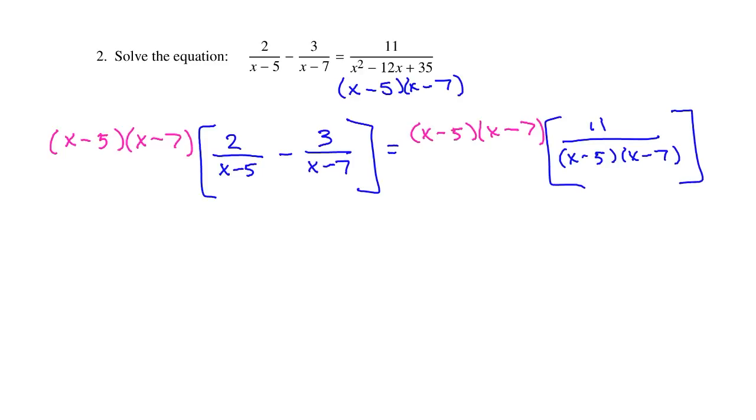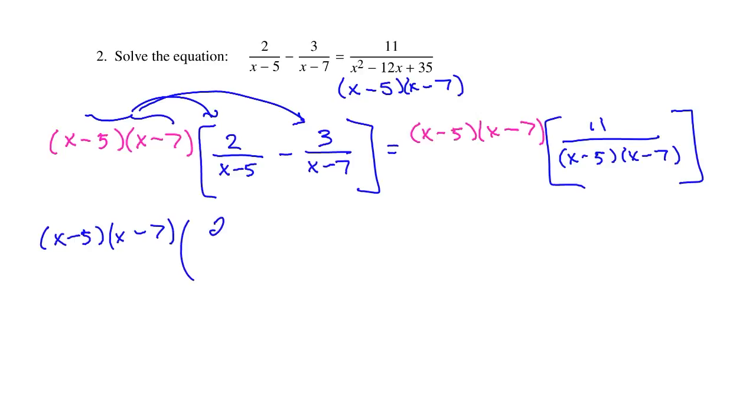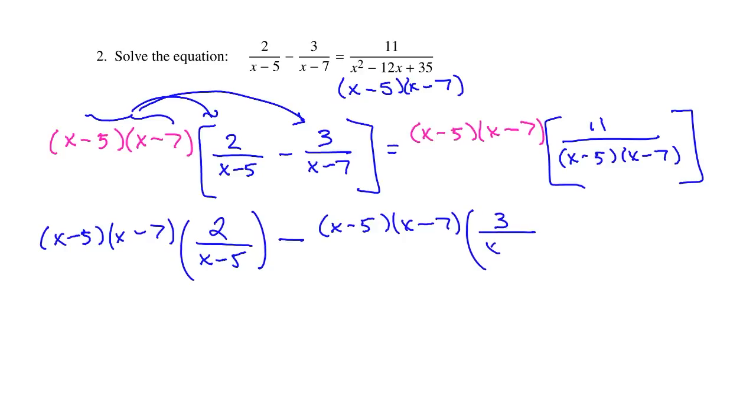Next, we will distribute both x minus 5 and x minus 7 to these two terms on the left side. So we get x minus 5 times x minus 7 times 2 over x minus 5 minus x minus 5 times x minus 7 times 3 over x minus 7 equals.